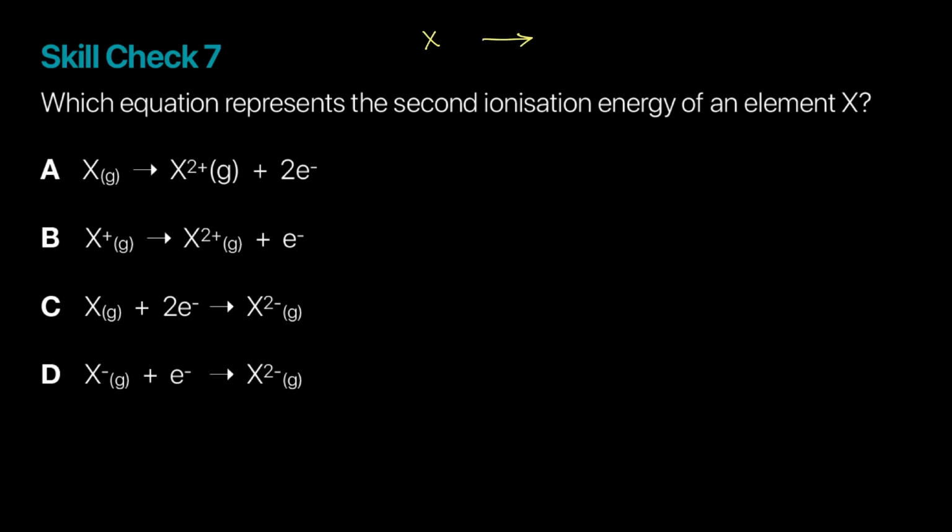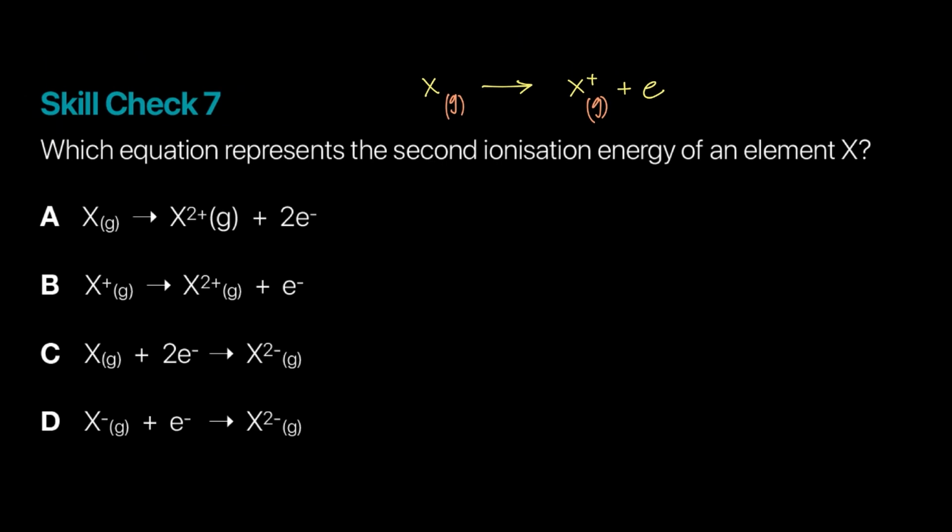So the first ionization of element X is X becoming X plus plus electrons. Here X and X plus are both in the gaseous state. Another way to write the same equation would be X minus electrons to become X plus. So X minus electron becoming X plus. These two equations are identical.